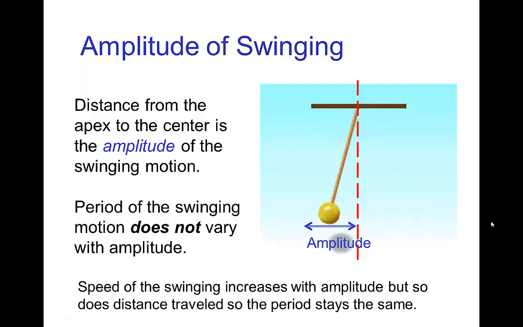Now, another characteristic of the swinging motion is the amplitude. The amplitude is basically the distance from the apex to the center. So if we have a small amplitude, then the distance that the swing goes back and forth is a small distance. If we have a big amplitude, then it swings over a large distance.